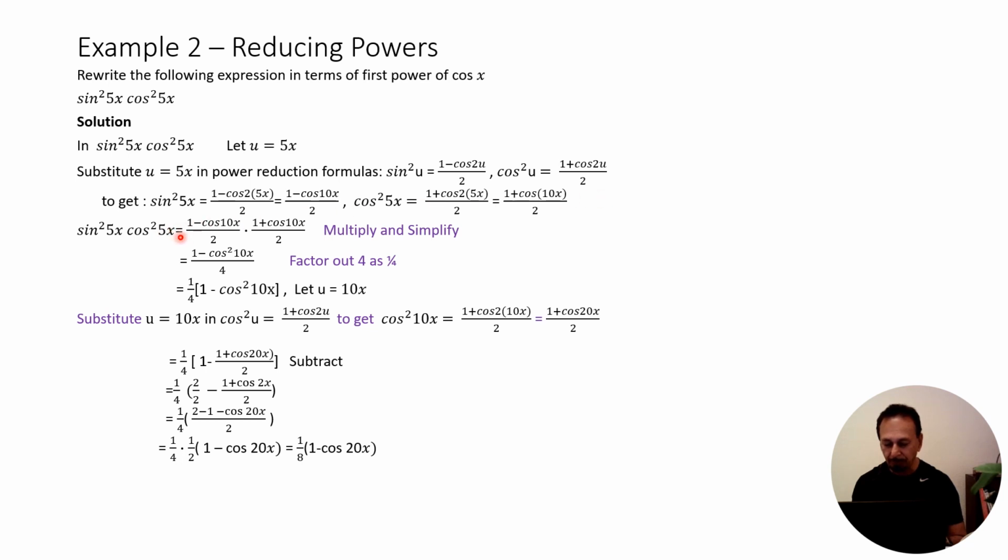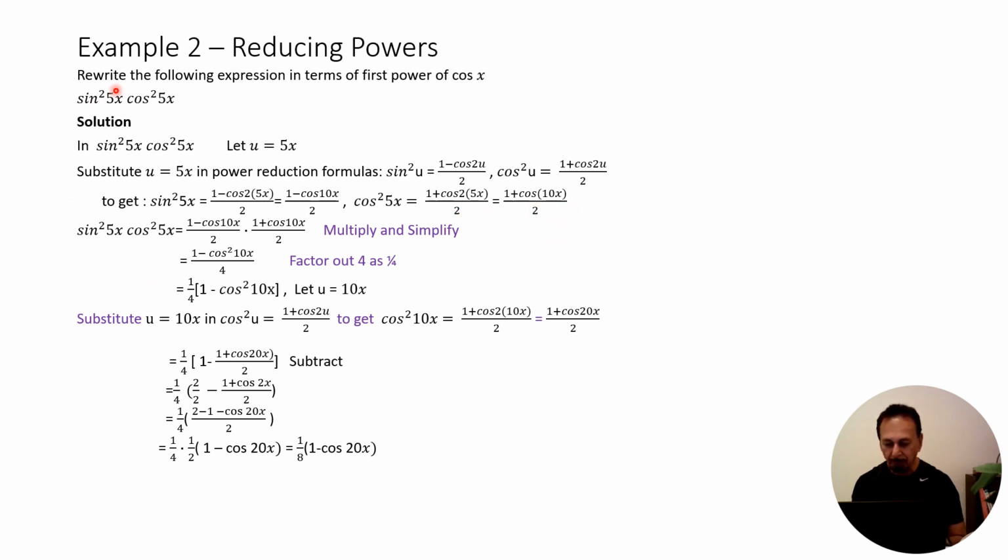And we get sine square 5x equals 1 minus cosine 2 times 5x over 2. This simplifies to 1 minus cosine 10x over 2. And similarly, u changes to 5x, so it becomes cosine square 5x equal to 1 plus cosine 2 times 5x. Now we simplify to 1 plus cosine 10x over 2.